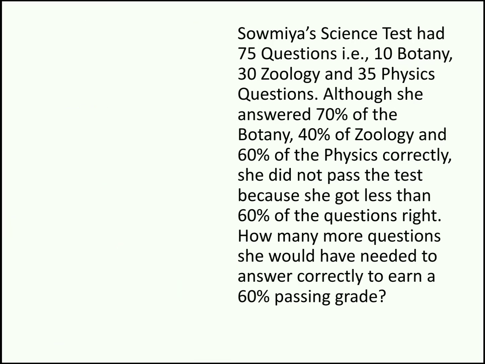Soumya's science test had 75 questions, that is 10 botany, 30 zoology and 35 physics questions. Although she answered 70% of the botany, 40% of the zoology and 60% of the physics correctly, she did not pass the test because she got less than 60% of the questions correct. How many more questions would she have needed to answer correctly to earn the 60% passing grade? So the science test consists of 75 questions: 10 botany, 30 zoology and 35 physics.